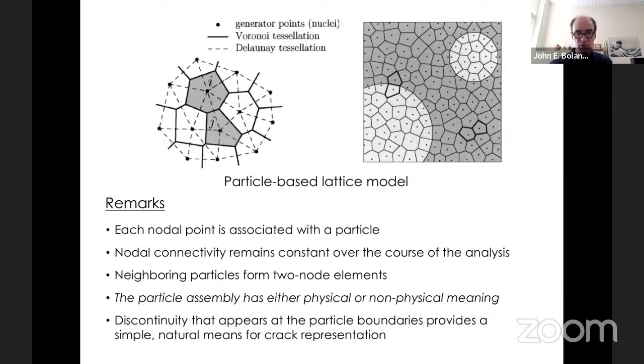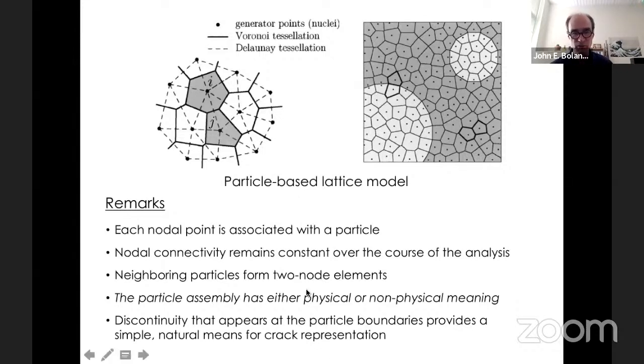Particle-based lattice models are slightly different in that each node is associated with a particle. And we often use the Voronoi diagram to define the boundaries of these particles. And so each element is still composed of two nodes. The nodal connectivity remains constant over the course of the analysis. Any two particles form an element.